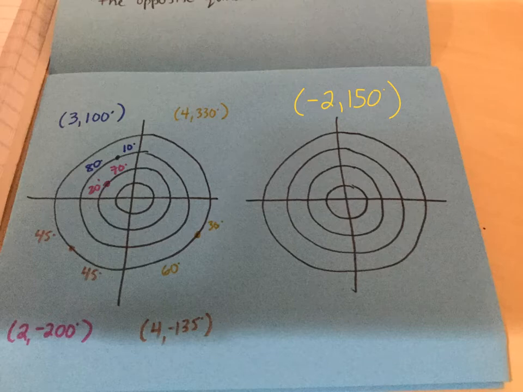So -2, 150. So again, we look at the 150 first. I normally start here on the 0. Since it's 150, I'm going to go up 90 plus 60 more. So if I was graphing +2, I would be out here in the second quadrant. But the negative r tells me no, don't stay there. Go to the other side of the pole.